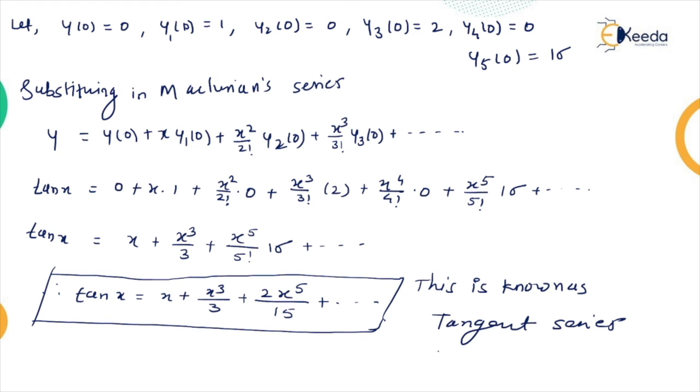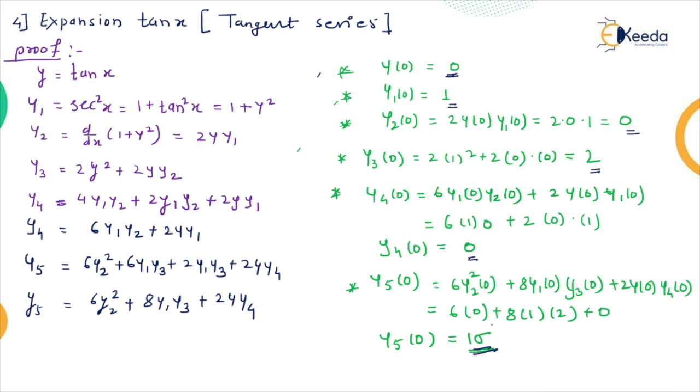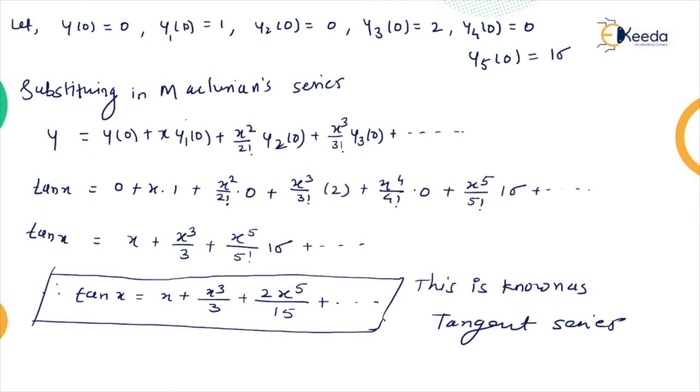of the given function. Once again I repeat: if you have to find the expansion of tan x, you have to find its successive derivatives, and at x equal to 0 you have to find their values. Once y of 0, y1 of 0, y2 of 0, y3 of 0 are calculated, substituting these values in the Maclaurin series, with y as tan x, we get tan x equal to x plus x3 divided by 3 plus 2x raised to 5 upon 15. This is known as the tangent series.